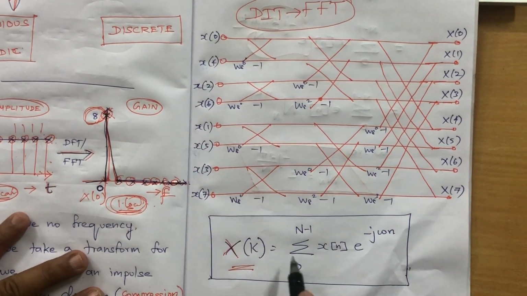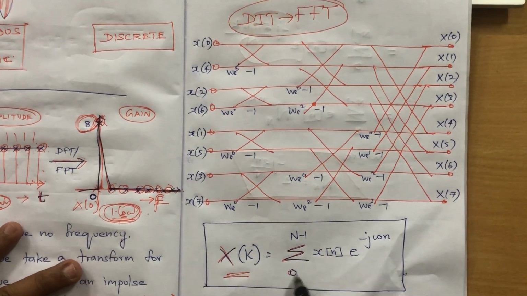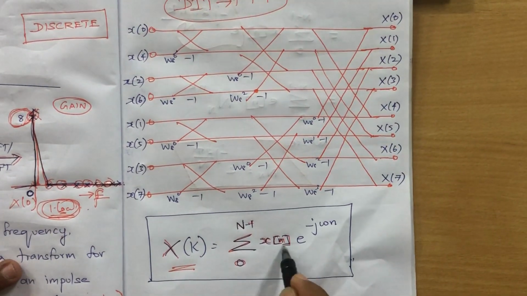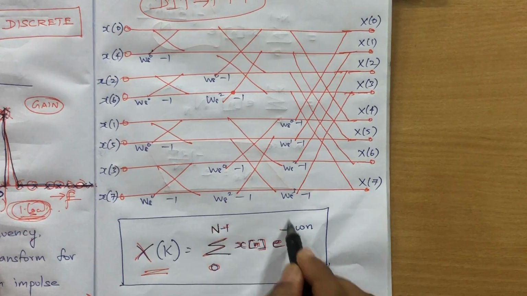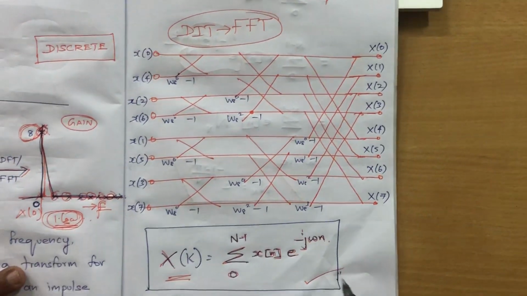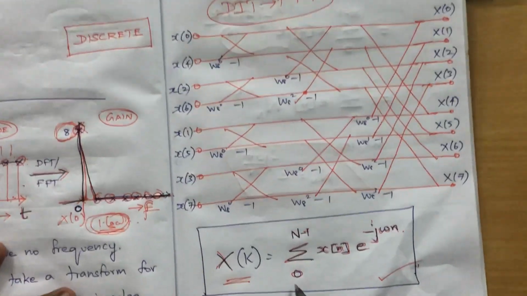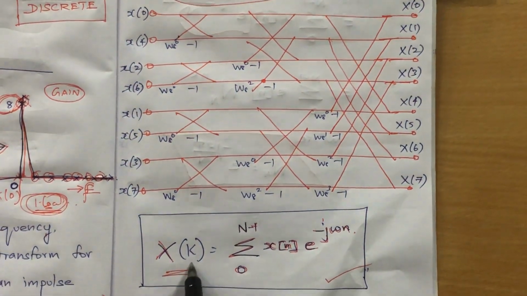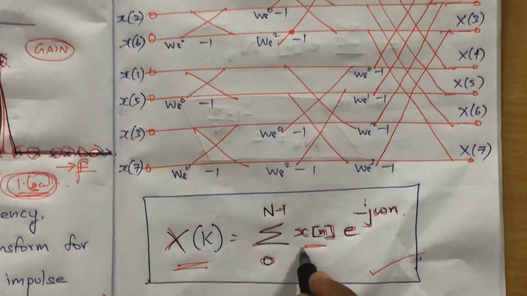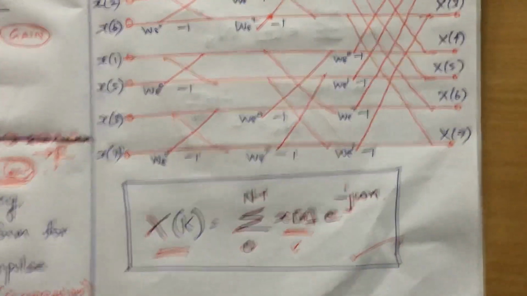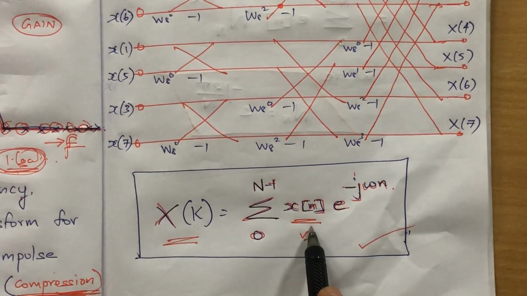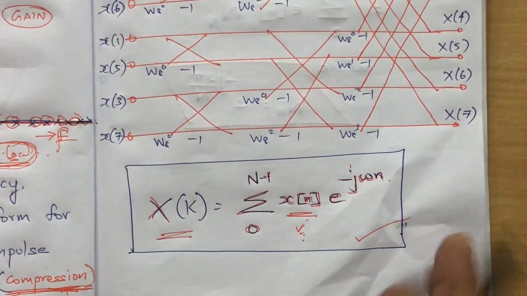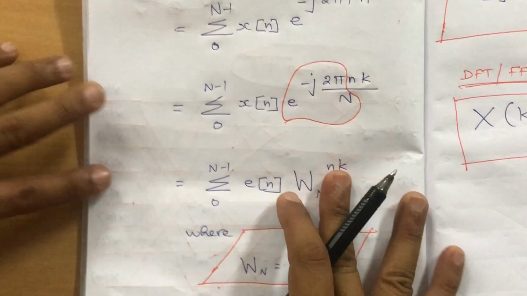X of k equal to the sum from 0 to N minus 1 of x of n into e power minus j omega n. This is the formula for finding the transform. So here, x of n, when we are taking samples, in the time domain it is discrete and in the frequency domain it is continuous, that you can see very clearly.